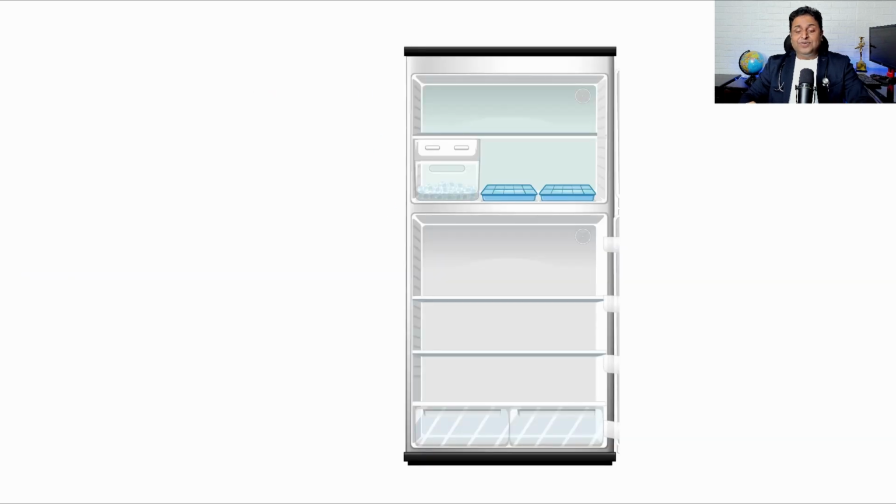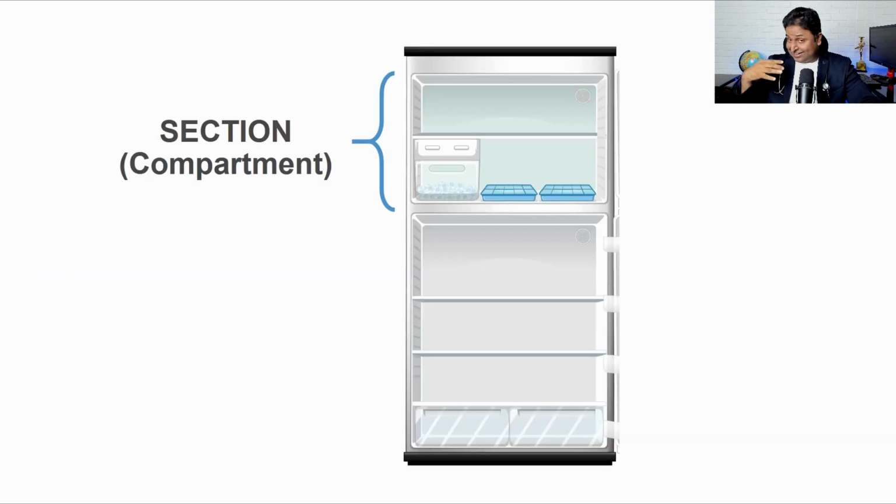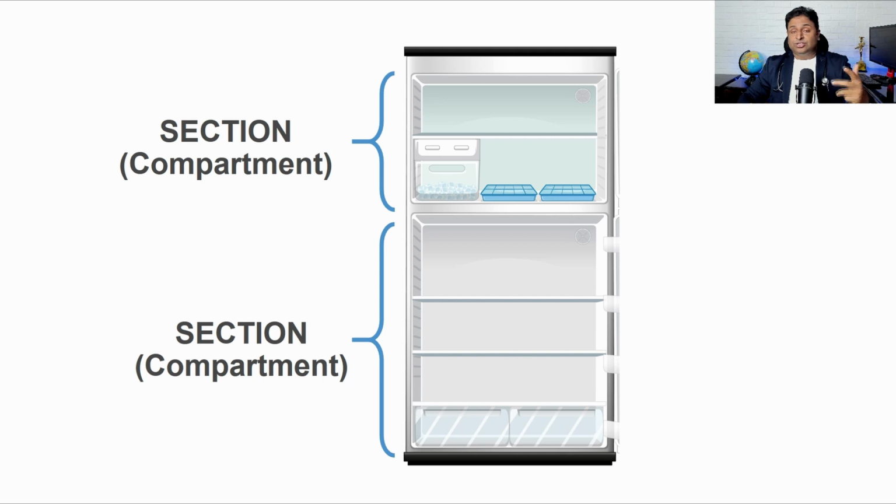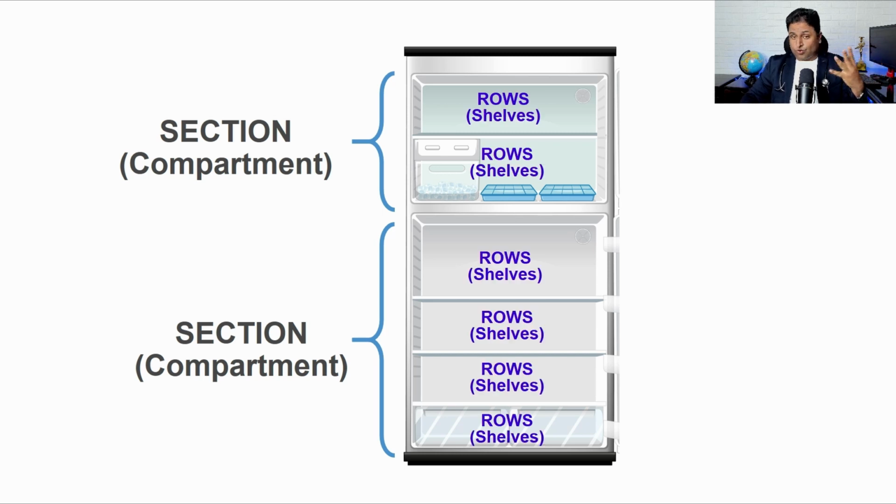So let me give you a more specific, holistic overview of what we discussed. We have sections in websites, and we can have multiple sections. Here, as a refrigerator, we have two sections: section 1, which is a compartment, and section 2, which is another compartment. Inside each section we can have multiple rows, as many as you want. For example, on the top we have 2 rows, at the bottom we have 4 rows, right? Again, these rows are adjustable. You can have a bigger row, smaller row, whatever it is.